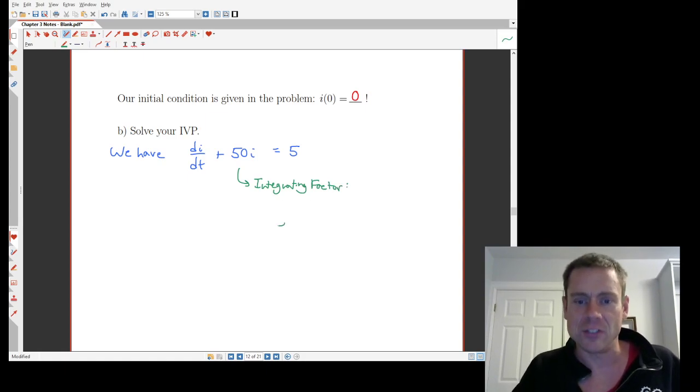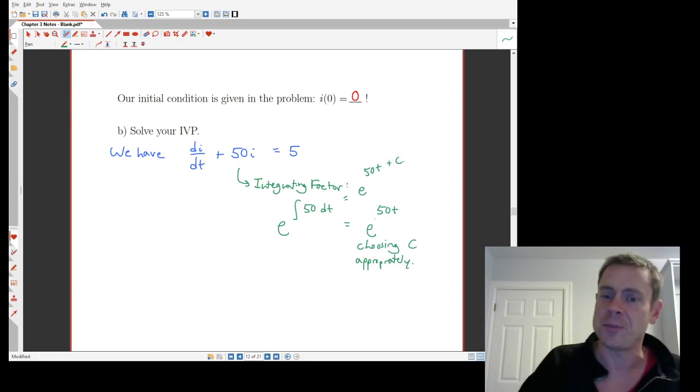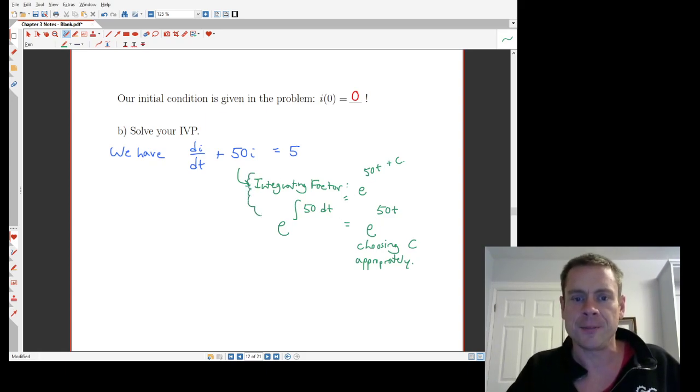And that integrating factor is e to the integral of the 50 dt. So there's no problem at all. This is going to be e to the 50t plus c. The c can come down. Choose c to be what you want. You get e to the 50t. I'm really skipping steps now, but I guess I'll write it. It's hard to say choosing c appropriately when I don't have a c written down anywhere on the page. So something like this, a simple integrating factor.